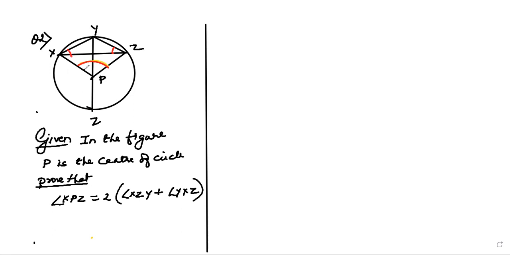A very simple question, children. Just see here how to think about such proofs. They are very simple. The question itself is giving you everything. You want angle XPZ. I want to show it is twice the sum of these two angles, basically twice angle XZY plus twice angle YXZ. So I want to show it as a sum of two angles.